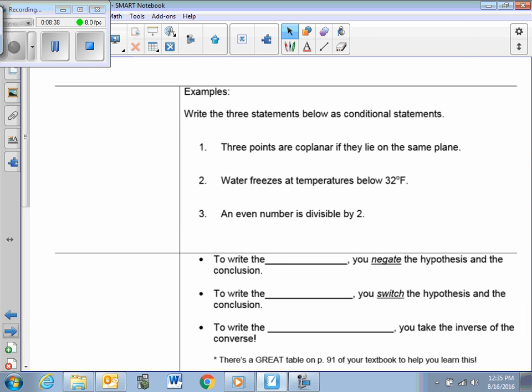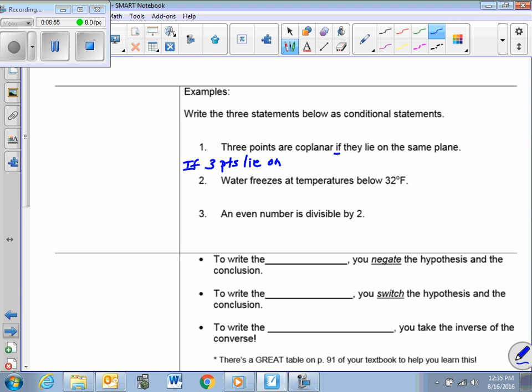Here are some examples. Write the three statements below as conditional statements. Number 1: 3 points are coplanar if, oh good, I've already got my if, so that's my hypothesis, and I want to put it in the beginning. If 3 points lie on the same plane, you always want to put a comma after your hypothesis, and we got to have our then, we got to have the if, we got to have the then the points are coplanar.